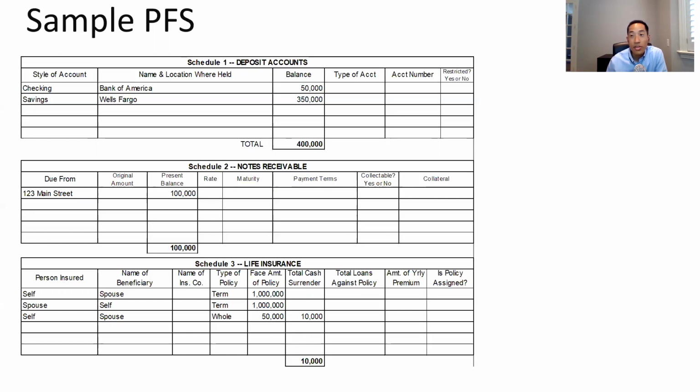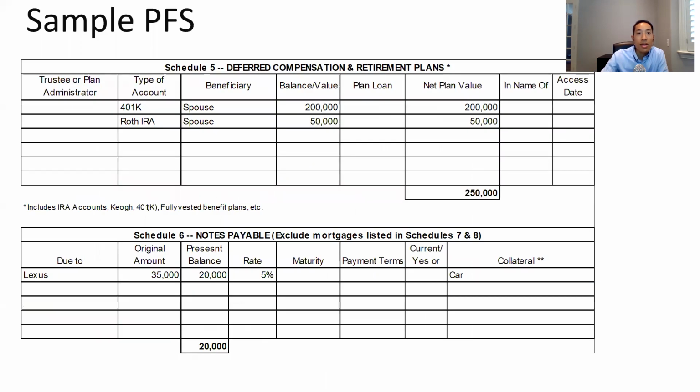Schedule 3 is your life insurance. This is where people mess up a little bit. If you have a term life insurance, you pay a premium, and if you happen to die or your spouse dies, you receive the face amount of the policy. You put nothing in for cash surrender value, because if you stop paying that, you receive nothing and you can't pull any cash out. But if you have a whole life insurance policy, then there's a cash surrender value to that, and you can put that in as part of your net worth.